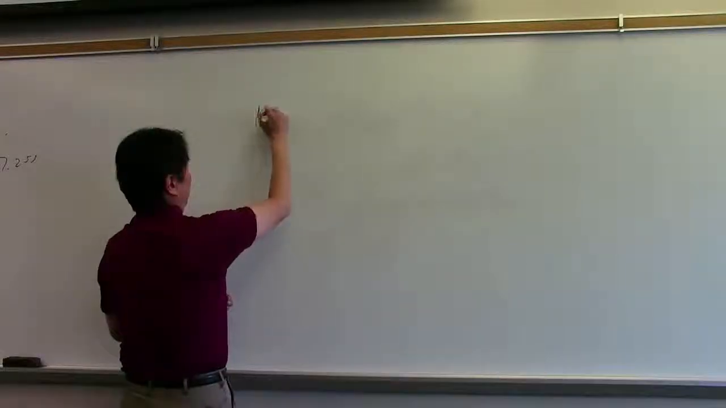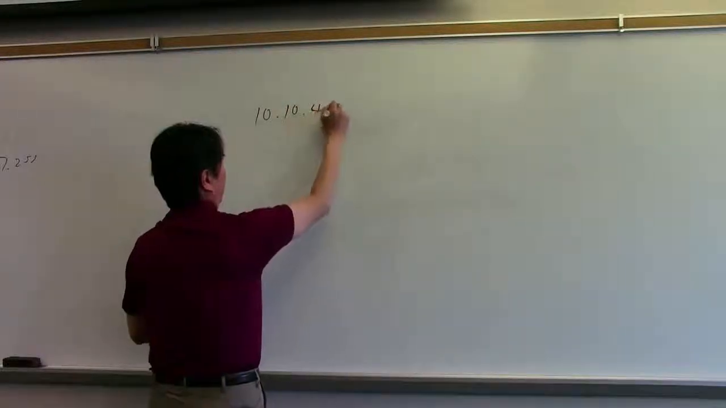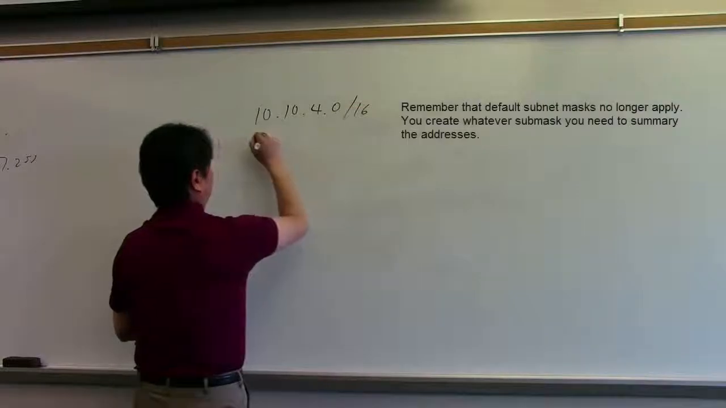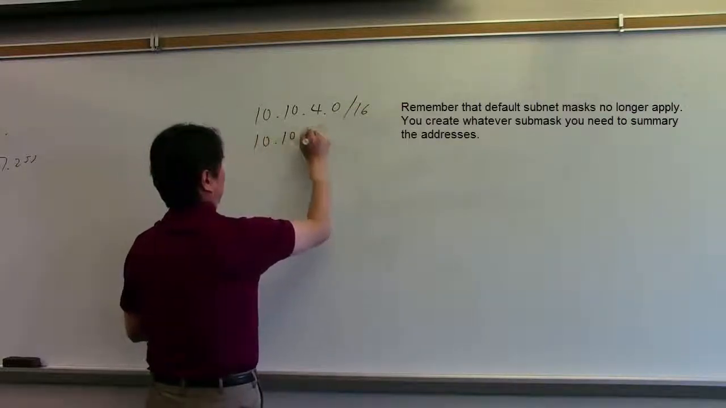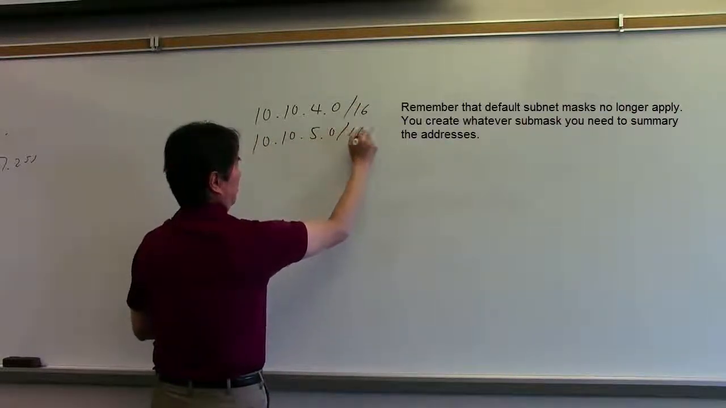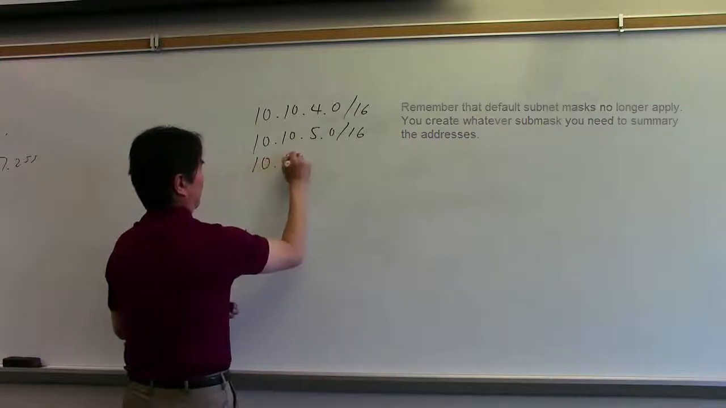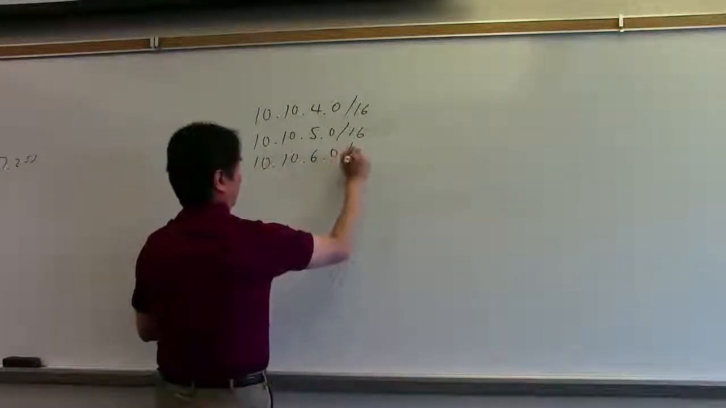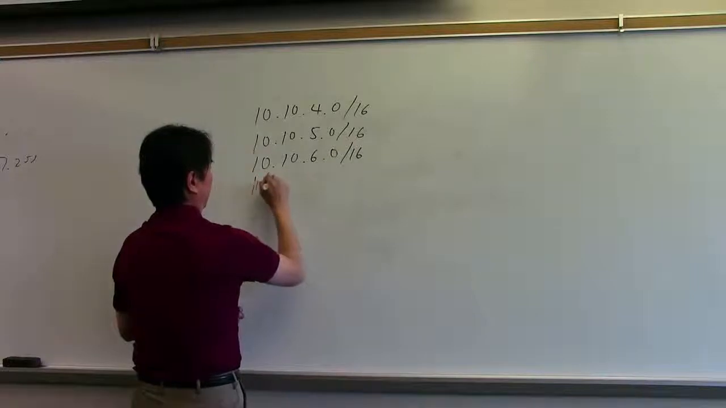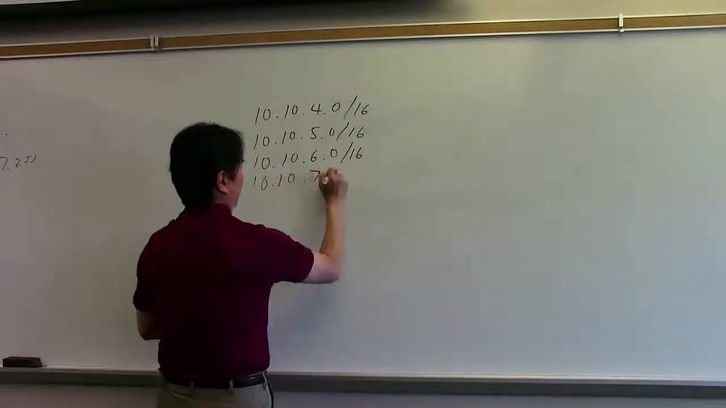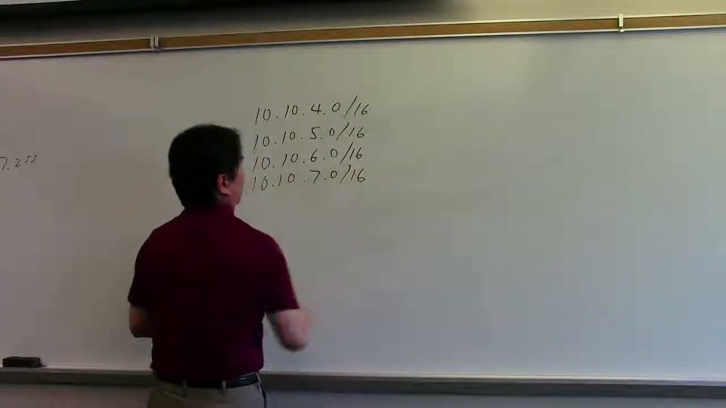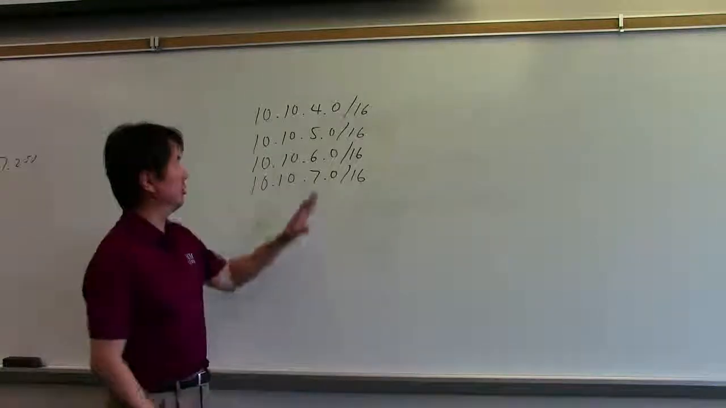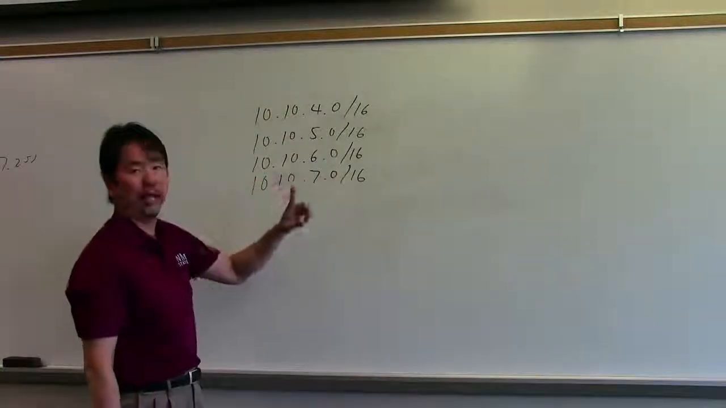We'll have 10.10.4.0/16, 10.10.5.0/16, 10.10.6.0/16, and 10.10.7.0/16. Now what we're going to do is we are going to summarize these four addresses into one address.